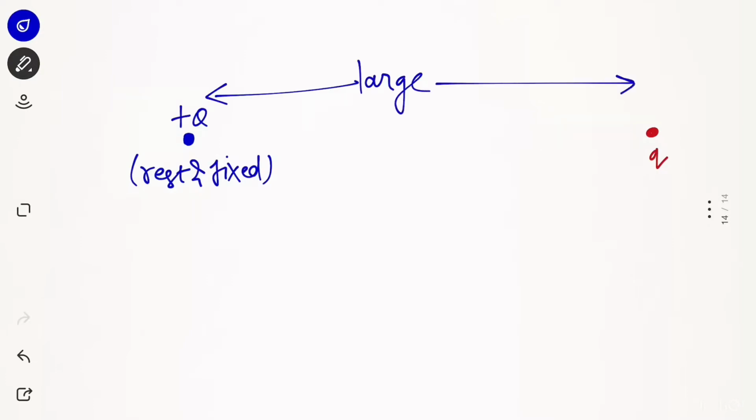So in the question we have a positive charge Q which is placed in space anywhere and it is at rest and fixed. It is given in the question that this charge Q is at rest and fixed, and we have a small charge q which is at a very large distance. This distance is initially very large, so we can just consider this large distance as infinite distance.